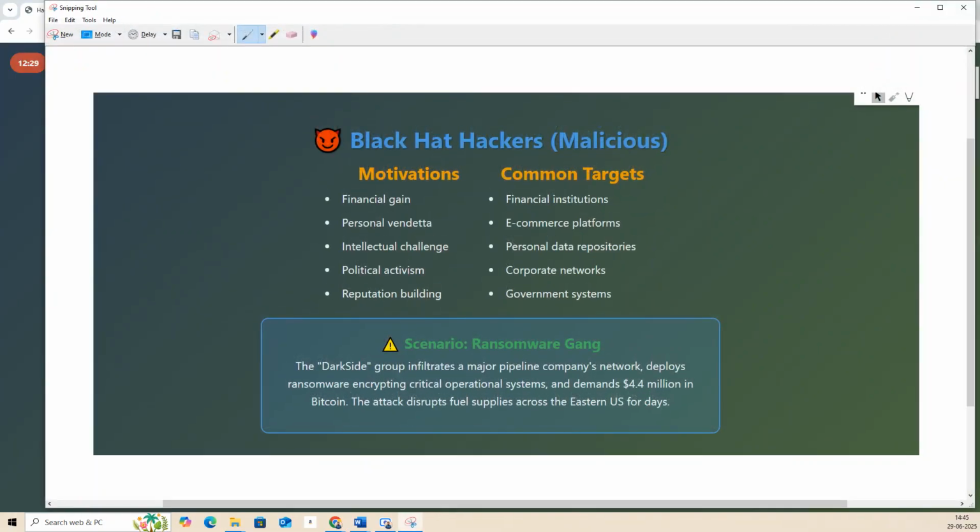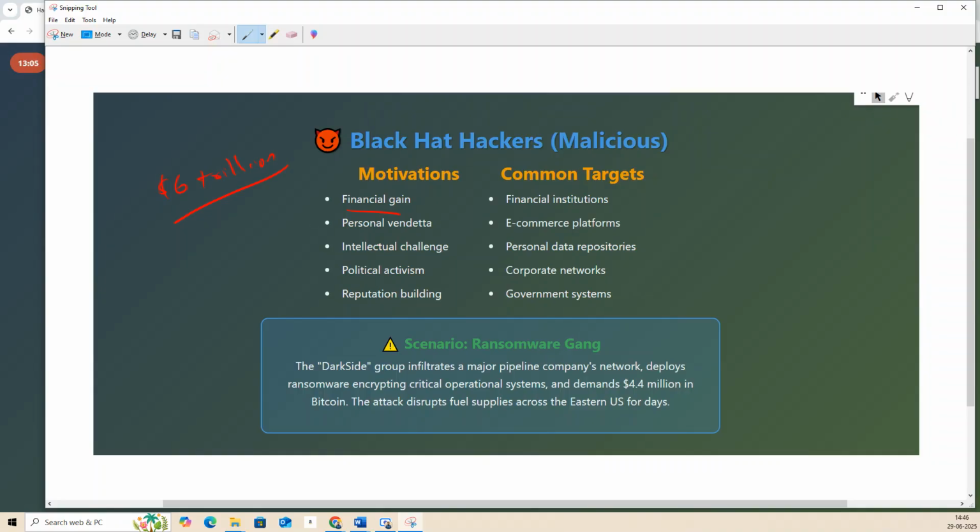Okay, now we move into the dark side. Black hat hackers are the criminals of cyberspace, and they are responsible for the billions in damages we see every year. What drives them? Financial gain is the biggest motivator. Cybercrime is a 6 trillion dollar industry. It's more profitable than the global drug trade.